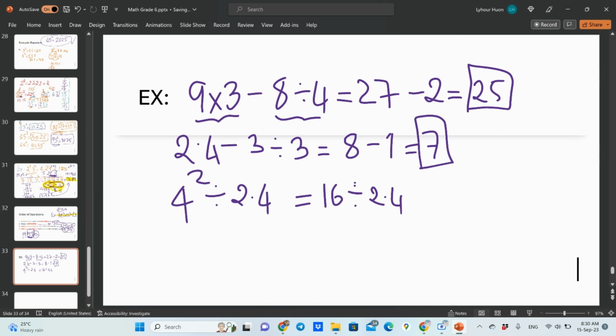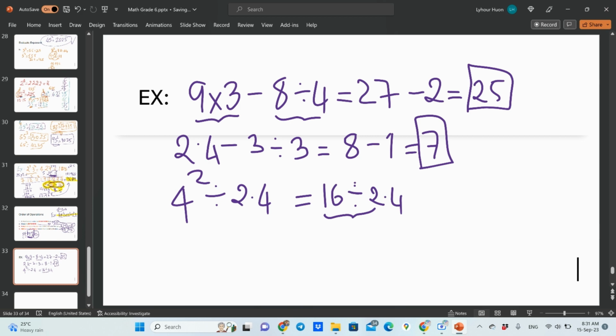16 divided by 2 multiplied by 4. So we do the division first, right?